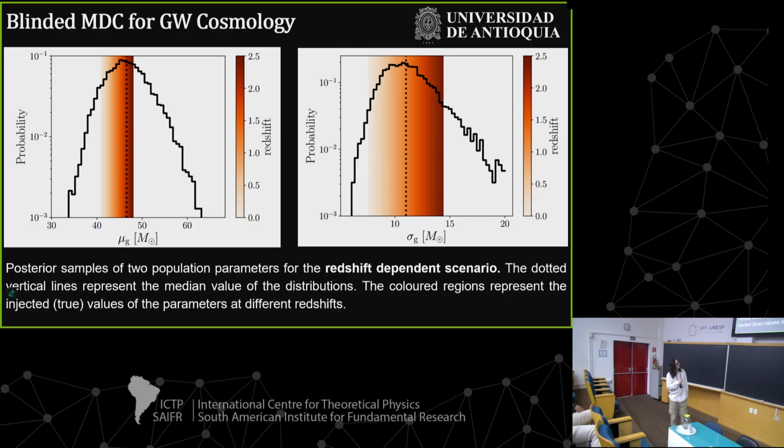And this is the marginalized posterior for each of these parameters. As you can see, all the values within the redshift range that was shown here are within the 68% confidence region probably, or the 90% confidence interval at least, of the estimated value of each of the parameters.